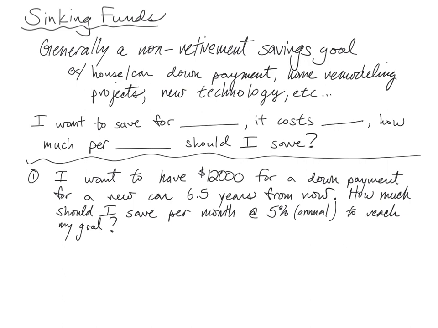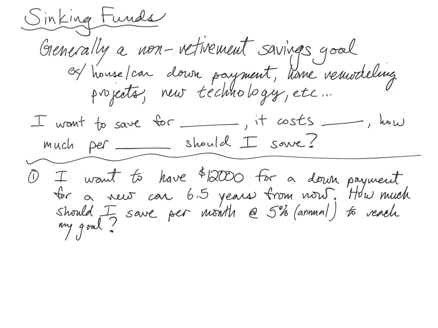Anyway, I digress. Example 1, I want to have $12,000 for a down payment for a new car 6.5 years from now. How much should I save per month at 5% annual nominal rate to reach my goal? And this is true. I just recently got a new car and I would like to start saving for another down payment already. How much would I have to save if I was putting money into an account that gave me 5% annual rate per year?